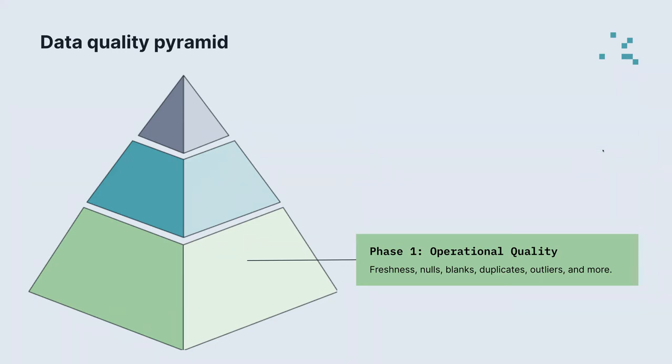The first phase of this pyramid is operational quality. As I mentioned, these are really the core fundamentals of the data and whether it's in a usable state or not. The most common questions that we hear data teams ask are around these sorts of operational basics. Do my columns have any nulls? Is my data being populated on time? Are my ETL jobs running and actually computing the right amount of data? Are we double processing anything, and do we have any duplicates?